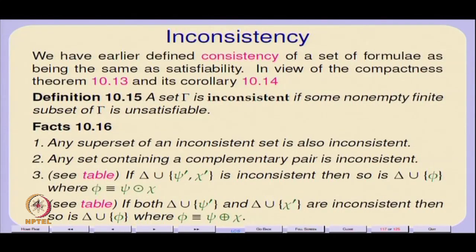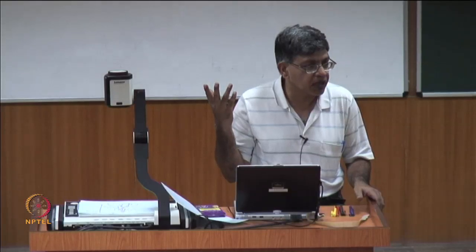One thing that is clear: if gamma is consistent, then any subset of it is also consistent. In the case of inconsistency, it works the other way around. You take an inconsistent set and add a few more formulae into it, it still remains inconsistent. So, any superset of an inconsistent set is going to be inconsistent, because the tableau which was used to prove the inconsistency of that original set can be used without any change to show that the superset is also inconsistent. The other simple fact is that any set containing a complementary pair is obviously inconsistent, because it is never going to become a Hintikka set.